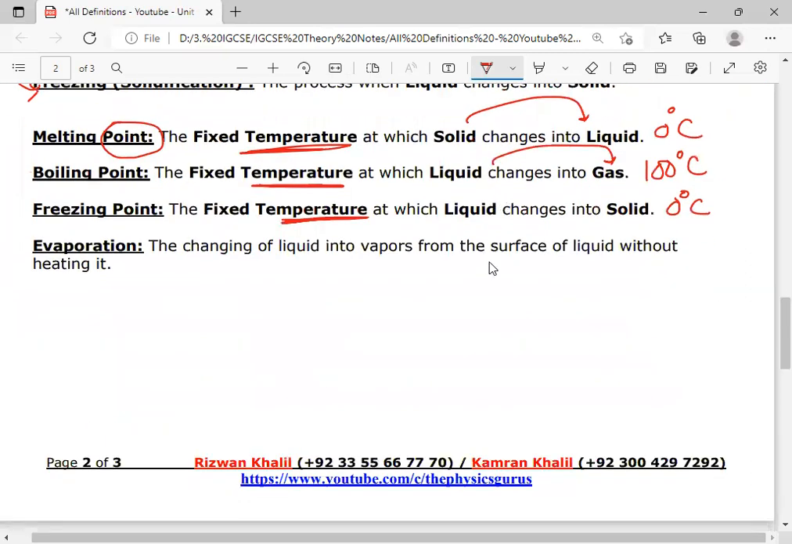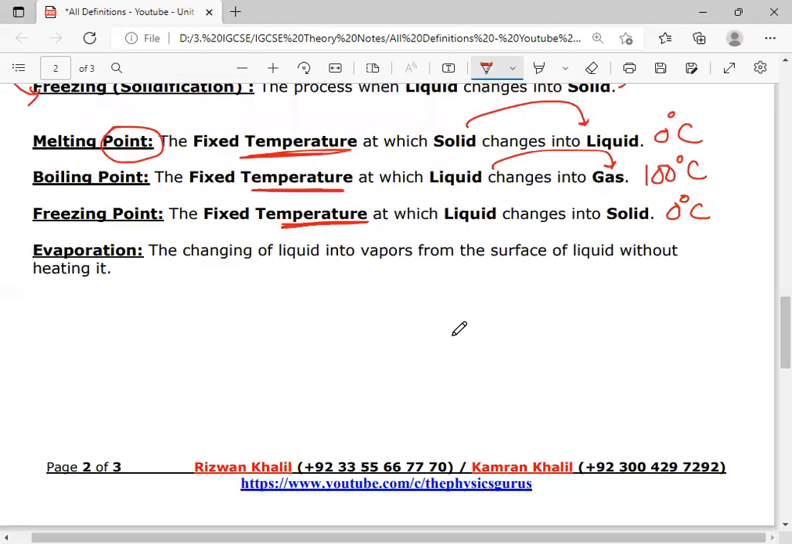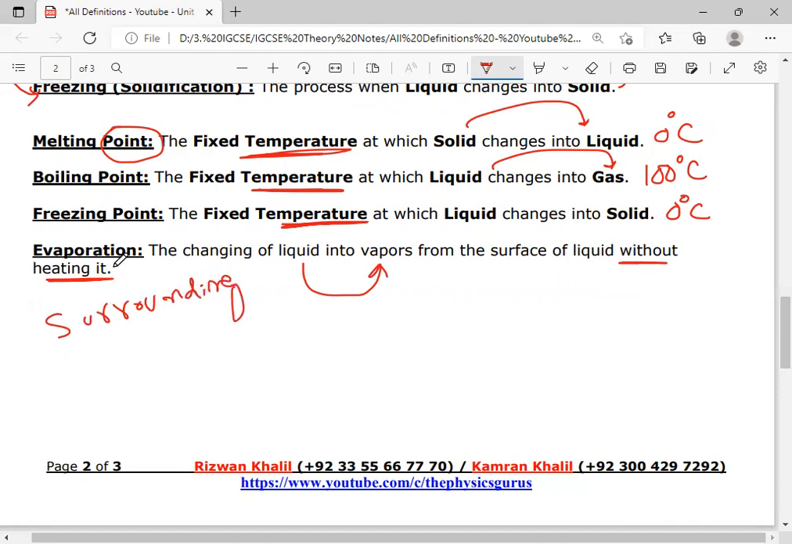Then here comes the definition of evaporation. The changing of liquid into vapors from the surface of the liquid without heating is called evaporation. In this process, liquid turns into vapors or gas, but we have not provided heat to the liquid ourselves. Heat is provided by the surroundings. So that process is called evaporation.